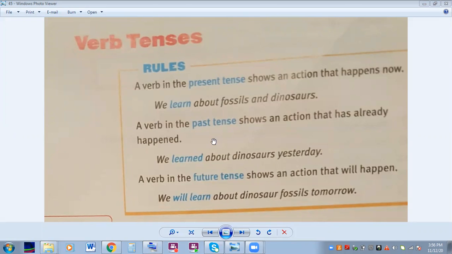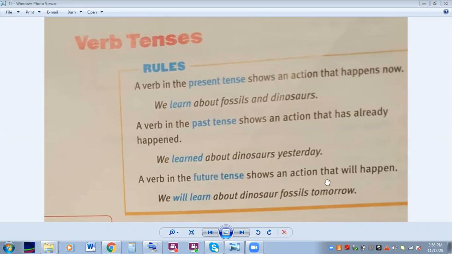In the past tense, we're talking about an action that happened already. Okay? Learned. We learned about dinosaurs yesterday. Yesterday is something that's already happened. So, yesterday we learned. Learned is past. Past means the action already happened.